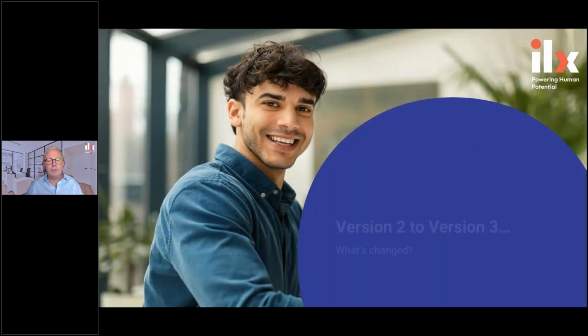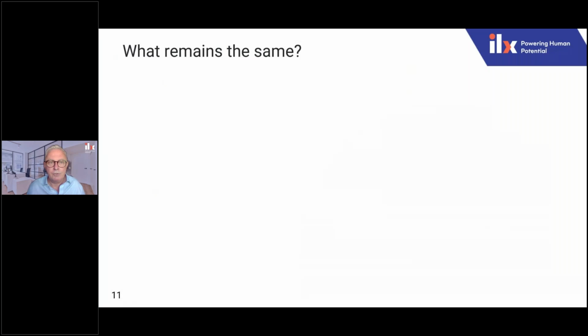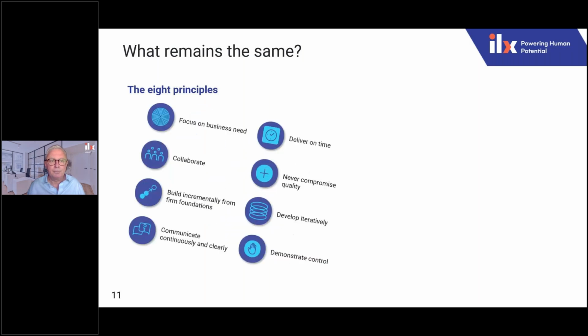So version 2 to version 3, what's changed? Well, I want to start off with what remains the same. If you are already familiar with version 2, sometimes people worry, am I going to have to look at this as a whole new qualification? Is it completely different? It's not. It actually uses the guiding principles that were in version 2, known as the 8 principles.